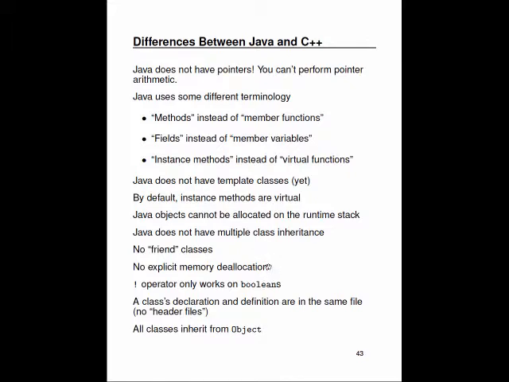No explicit memory management. Again, the bang operator only works on booleans, so if you want to do a null check, you have to say not equals null. Unlike C++, or at least 90s era C++, there's not a separation between the declaration of the class and the definition of the class. No header files, everything's all the same thing. And all classes inherit from Java's Object class. There's a common ancestor class.